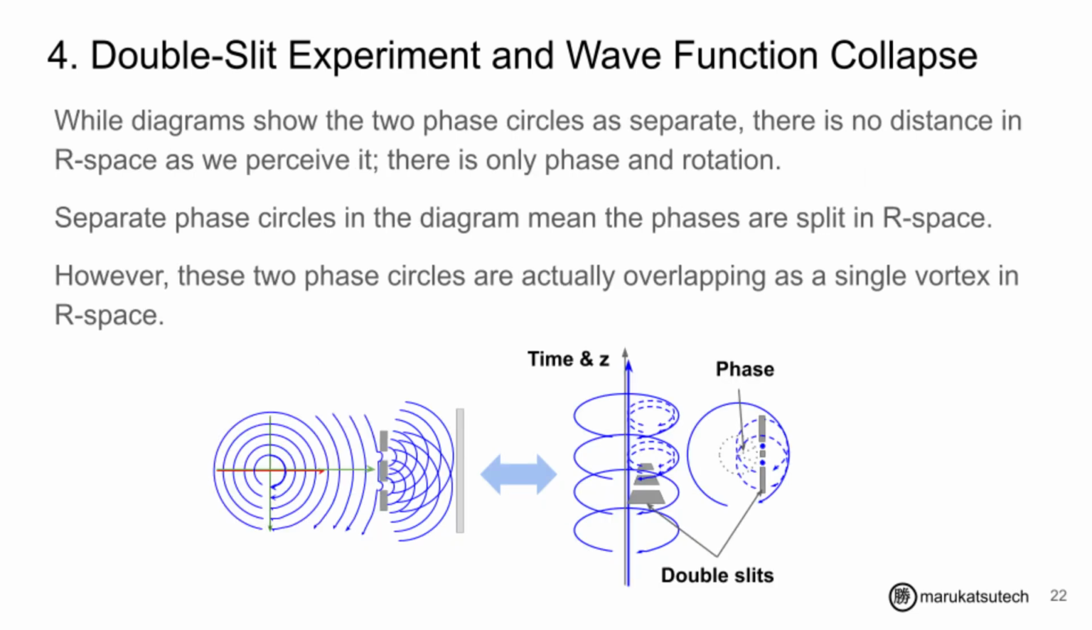While diagrams show the two phase circles as separate, there is no distance in our space as we perceive it. There's only phase and rotation. Separate phase circles in the diagram mean the phases are split in our space. However, these two phase circles are actually overlapping as a single vortex in our space.